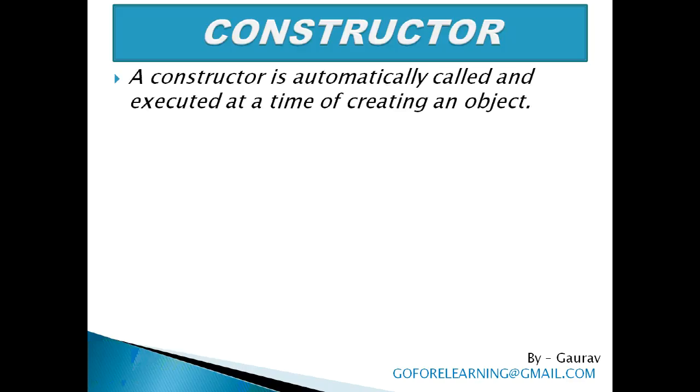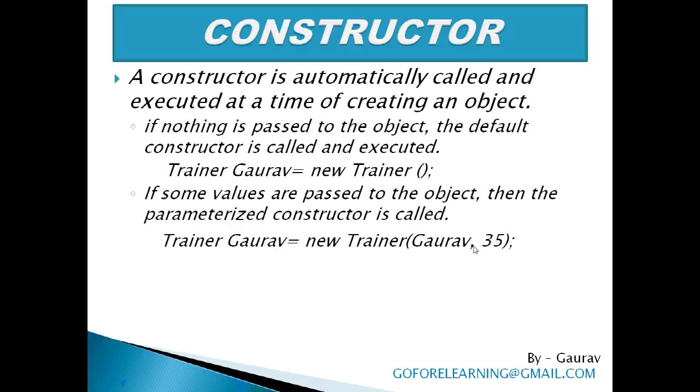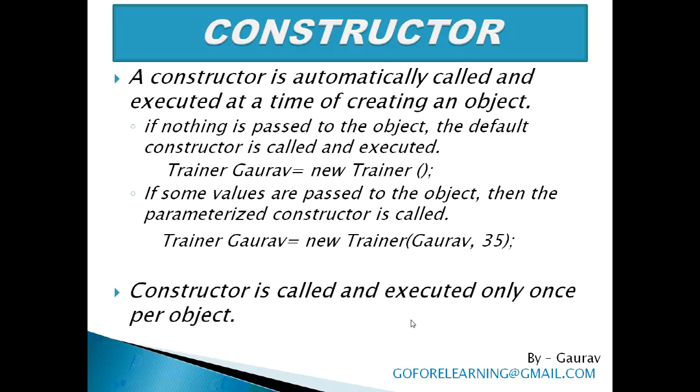A constructor is automatically called and executed at the time of creating an object. While creating an object, if nothing is passed to the object, the default constructor is called and executed. If some values are passed to the object, then the parameterized constructor is called. Next, a constructor is called and executed only once per object. This means when we create an object, the constructor is called. When we create a second object, the constructor will be called again a second time.